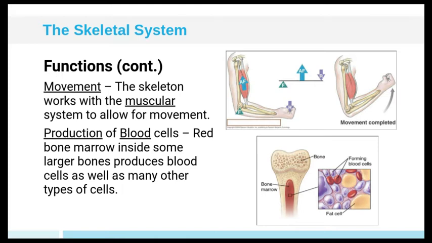It's also the production of blood cells. Red bone marrow inside the larger bones produces red blood cells. And then we also have white blood cells and yellow blood cells. So most people don't know about the yellow blood cells, and that's not really important to us right now in terms of having to know that.